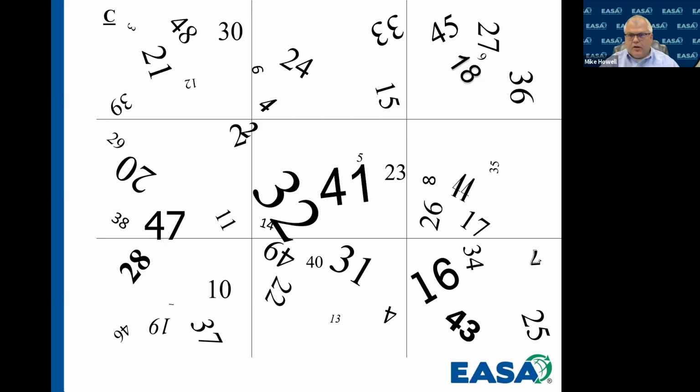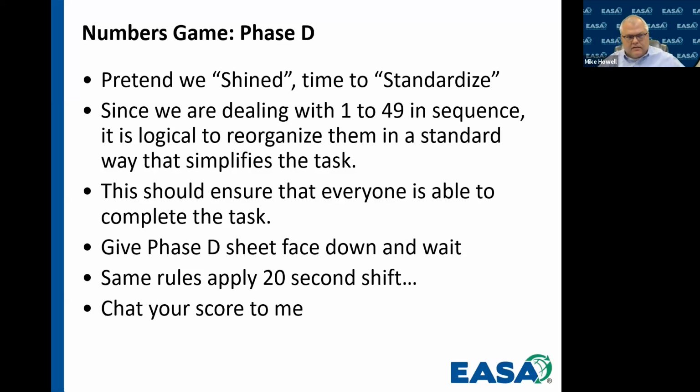Okay, now a follow up to our last process. It made things a lot easier having those in the rack in some order, but there was still some cluttering. What we're going to do now is look at the process itself and standardize. Since we're dealing with numbers that go from 1 to 49 in sequence, it makes a lot of sense to reorganize them in a standard fashion that will simplify our task for us.